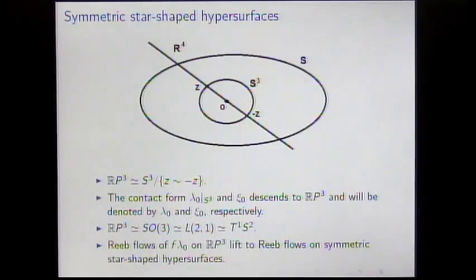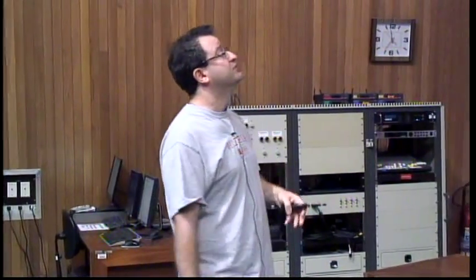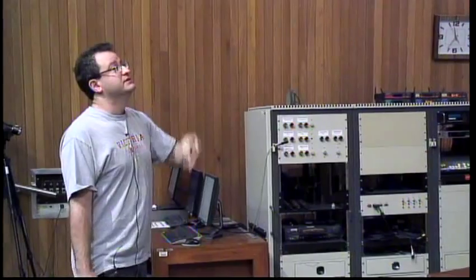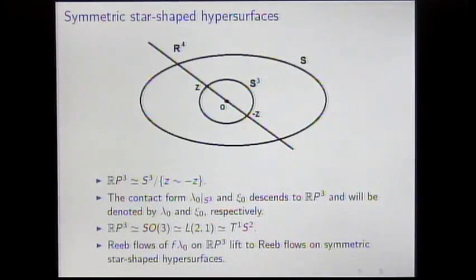Just to remind that RP3 is equal to SO(3), which is a very particular example of lens space L(2,1), and also coincides with the unit tangent bundle of any Riemannian metric on the two-sphere. Again, we could just multiply our contact form on RP3 by a smooth positive function and consider its Reeb flow. It's not exactly equivalent, but it corresponds to considering symmetric star-shaped hypersurfaces in R4.